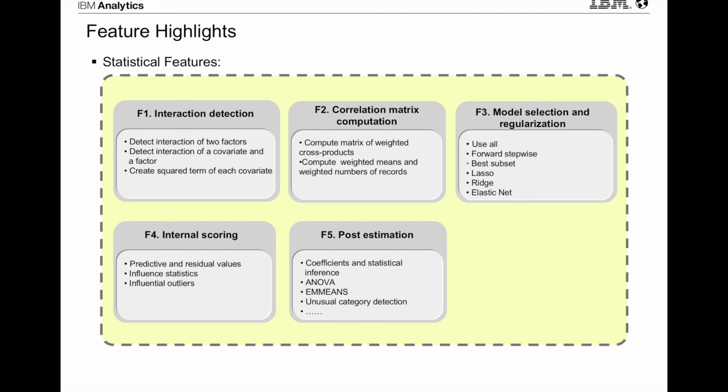Internal scoring is the fourth part. It mainly focuses on the prediction results, like predicted and residual values, influence statistics, and influential outliers. The fifth part is post-estimation. It just includes variance analysis. It is ANOVA. E means a patent of SPSS. It is mainly about marginal means and other series of subsequent analysis values.